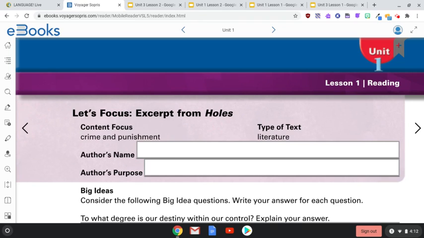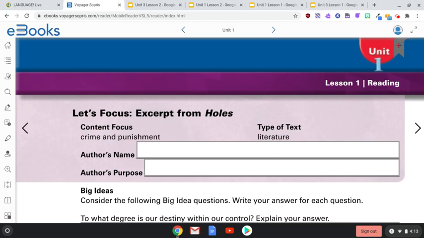Is a fictional work made up or based in real life? So will today's text contain real people or made-up characters? I want you to glance at the text. Who is the author of Holes? I want you to go ahead and write that in the area where it says author's name.